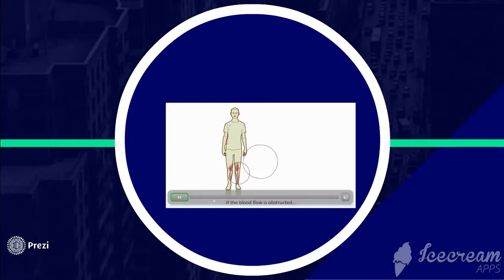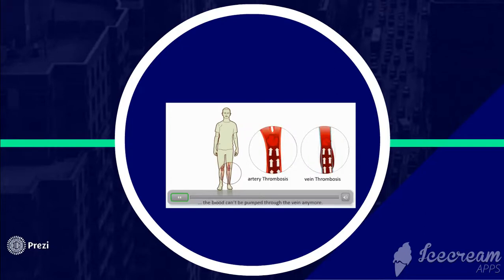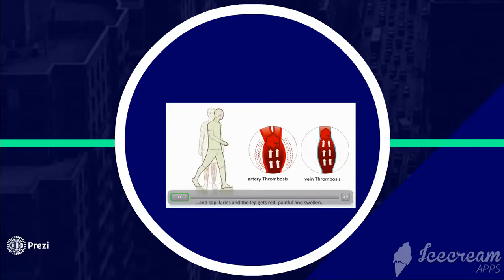If the blood flow is obstructed, the blood can't be pumped through the vein anymore. This causes pressure in the deeper veins and capillaries, and the leg gets red, painful and swollen. This swelling is called edema.